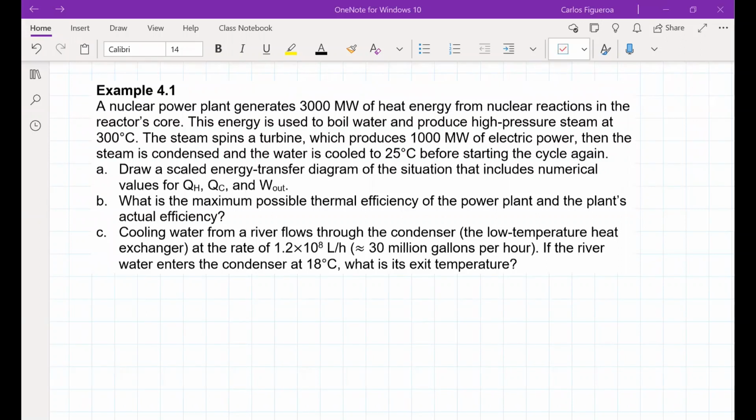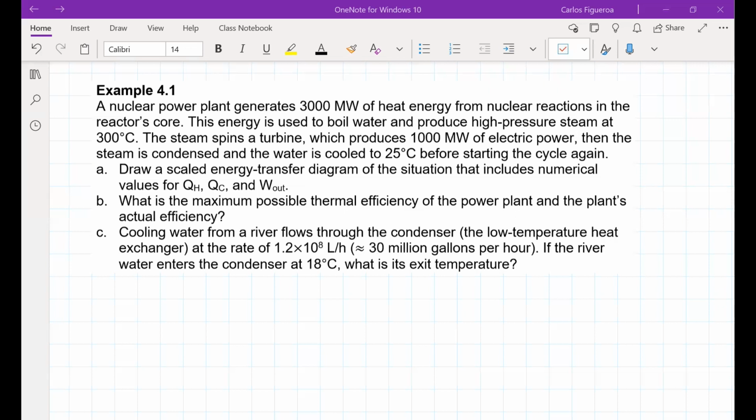Example 4.1. A nuclear power plant generates 3,000 megawatts of heat energy from nuclear reactions in the reactor's core. This energy is used to boil water and produce high-pressure steam at 300 degrees C. The steam spins a turbine, which produces an output of 1,000 megawatts of electric power. Then the steam is condensed and the water is cooled to 25 degrees C before starting the cycle again.